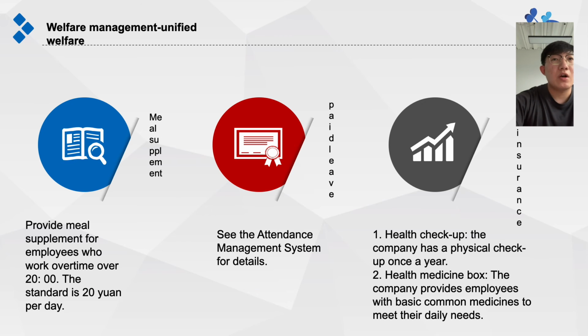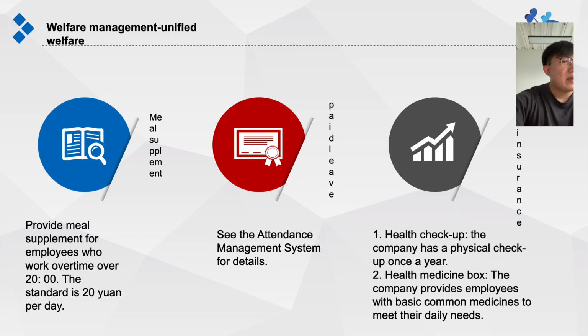And last, we have welfare management, unstatutory welfare. The first is a meal supplement provided for employees who work overtime past 20 o'clock. The standard is 20 yuan per day. And the second is the attendance management system, with details. And now we have others.